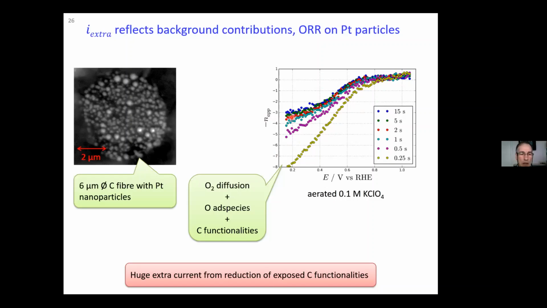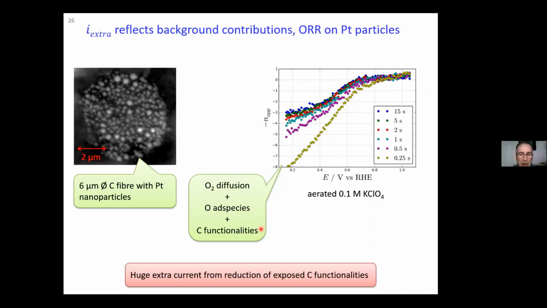And the analysis or interpretation is that we have several contributions. We've got current coming from the diffusion of oxygen towards the electrode, but we also have extra current coming from the probably remnants of oxide, which haven't been removed completely by the conditioning waveform, but also contribution coming from the electrochemistry of carbon functionalities, probably.